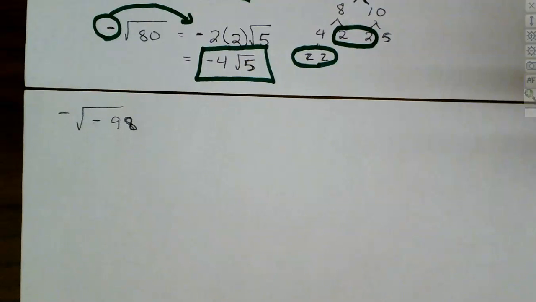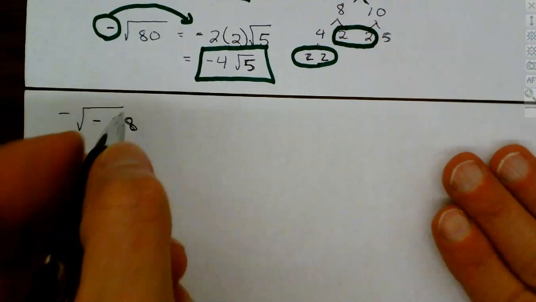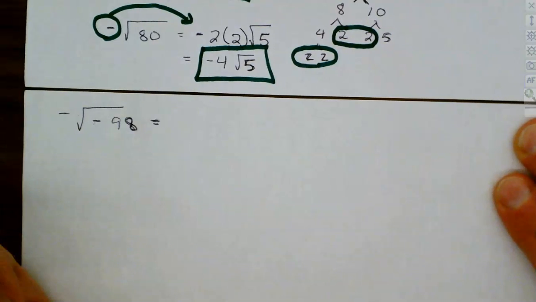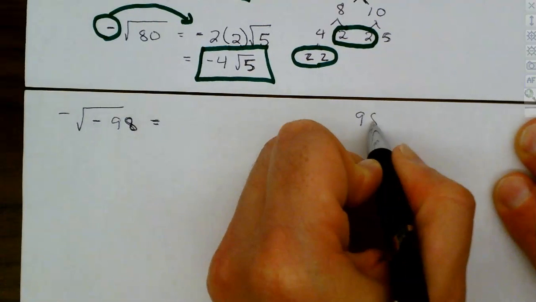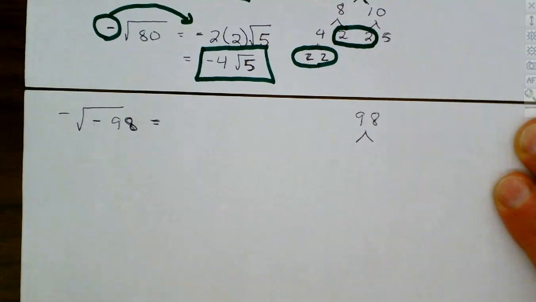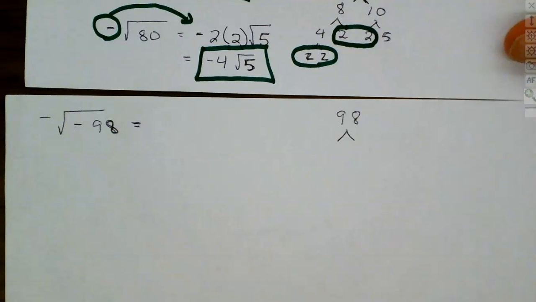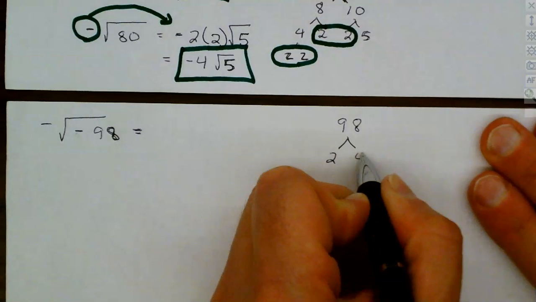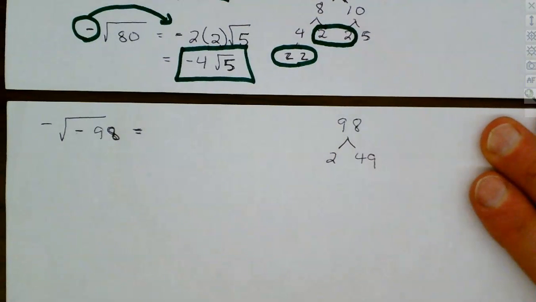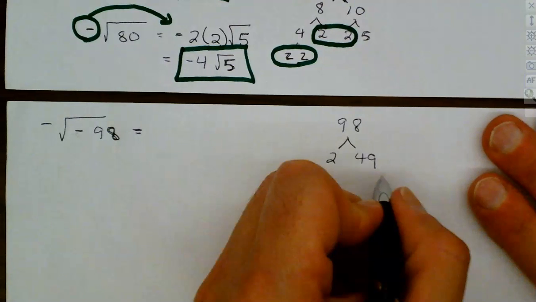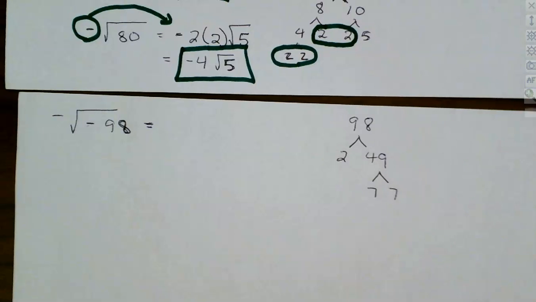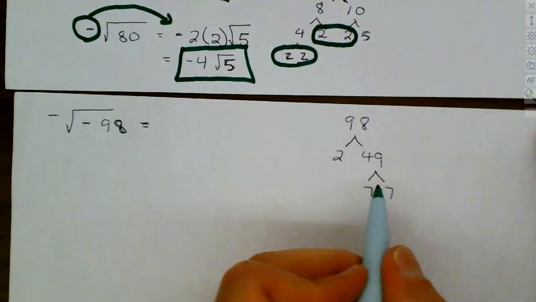So the negative inside is actually going to come out as an i. i stands for imaginary. So we need to first break down the 98. How does 98 break down? The way I begin is I look at it. 98 is an even number, so we're going to start with 2 and 49. And we're in luck because 49 is a perfect square of what? 7 and 7. So now we're going to circle our pairs.